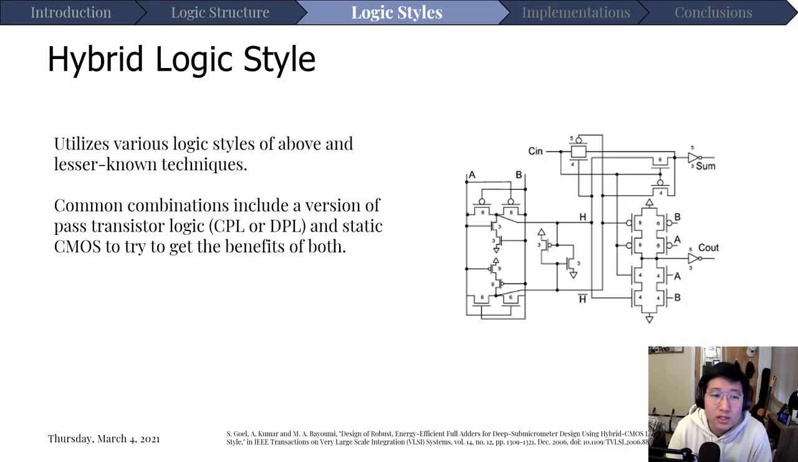And finally, we have the hybrid logic styles. Hybrid is generally a combination of different styles that we mentioned before, and the most common hybrid combination is taking one of the pass transistor logic styles, CPL or DPL, and combining it with CMOS to try to get the benefits of both.